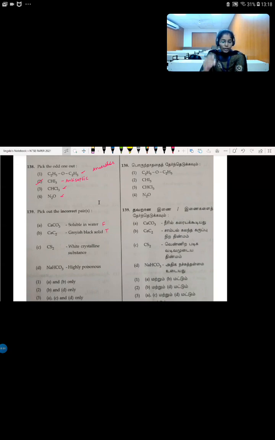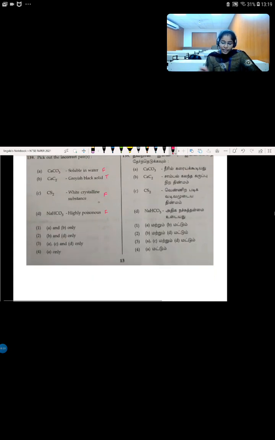Now, see, the next one is calcium carbonate. It is soluble in water. This is a false statement. Next, this is grayish black solid. This is true. This is white crystalline substance. Carbon disulfide is not, it is a colorless substance, so it is also false. And NaHCO3 is not poisonous. We learned in salts, NaHCO3 is one of the important salts. It is used as an antacid also. This is also false. So all three options A, C and D are the false answers.